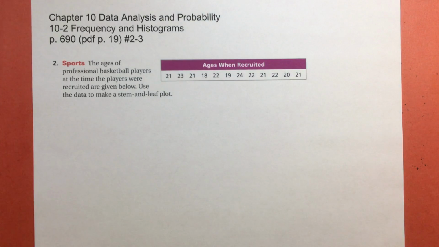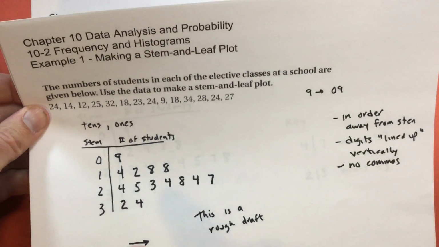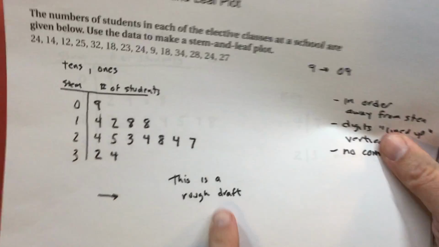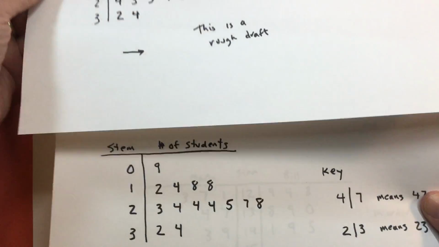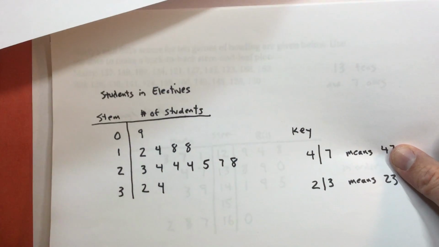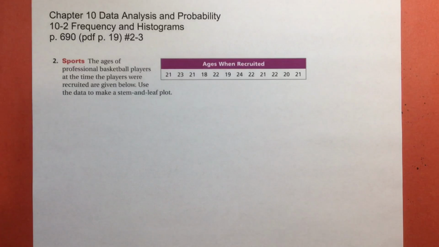All right, when you saw me do this in the example video, the first video, we made a rough draft and then I rewrote it. Here's what it looks like, okay? So here's the rough draft that we had. I even said it's a rough draft. Then when we drew it for real, the big difference was we put the numbers in order.